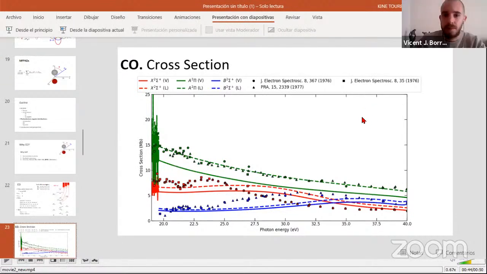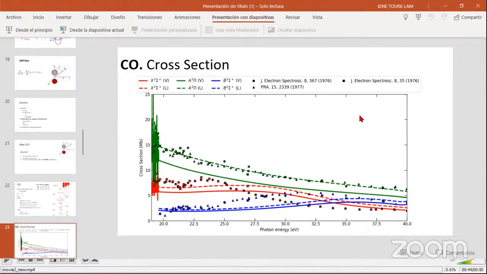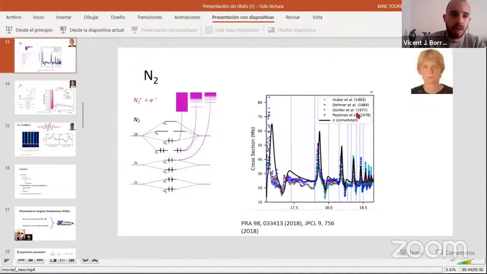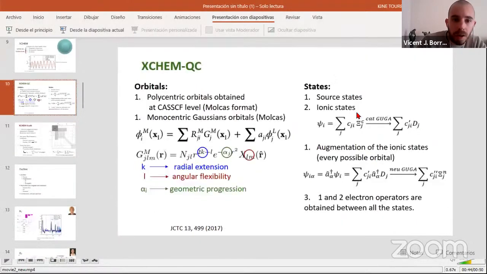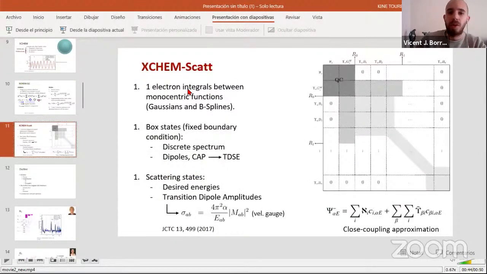Okay. I have just two short questions, maybe. Maybe I missed it, but do you compute the two electron integrals between the B-spline and the Gaussians, or is it only the one electron integral? No, just one electron integral. We just compute one electron integral between monocentric Gaussian and B-splines. We only have one electron in the B-splines and in the monocentric Gaussians.